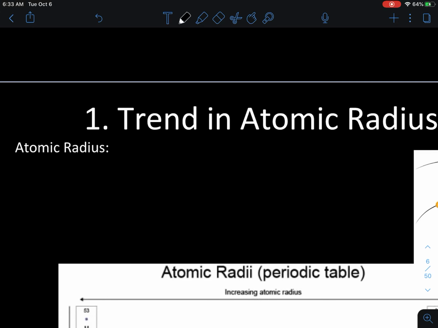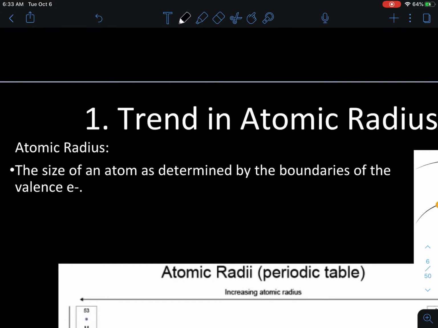And so we need to figure out what is atomic radius. Well, atomic radius is the size of an atom as determined by the boundaries of its valence electrons. One of the key things here is valence electrons. Valence electrons are the outermost layer of electrons, or you would consider the s and p orbitals of the electrons. And so that's just the size. If you were to draw a dot right in the middle of the atom, the center of the nucleus, and go all the way out to the furthest electron, that would be your atomic radius.